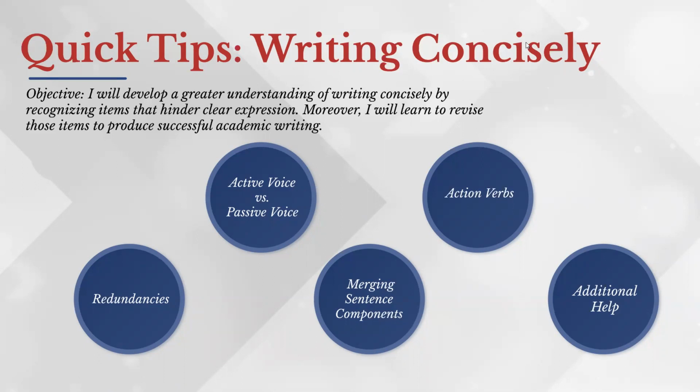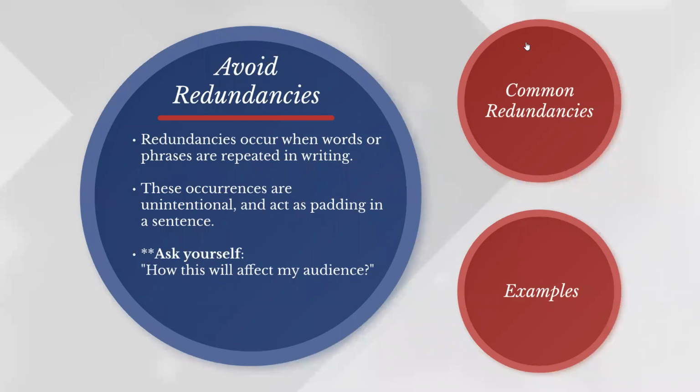The first of these quick tips and the first hindrance I'm going to mention to you has to do with redundancies. And obviously we want to avoid redundancies in our writing, but redundancies are defined as words or phrases that are repeated in writing. And oftentimes these occurrences are unintentional. However, they act as padding in a sentence, meaning they cover up that important stuff, the subject and verb in our sentences and how they agree. Through your writing processes and through instances like this, I want you to ask yourself, how will this affect my audience? How will the way that I'm wording my writing affect how my audience views the information I'm writing about, and how will they take that in? Because really we want our audience to have complete clarity about what we are trying to say.